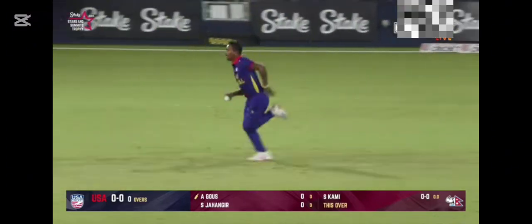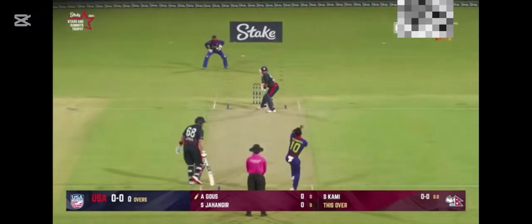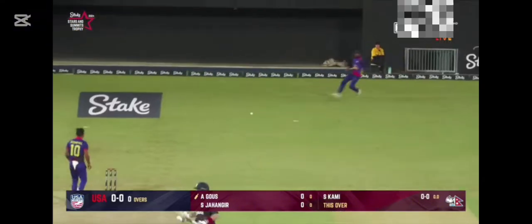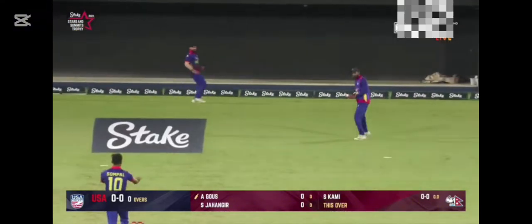Well, here we go. Sampal Kami will bowl to Shaihan Jahangir. We'll get those graphics corrected. We've got House on strike, but it's a single to start with, as Anil Sah is the fielder.